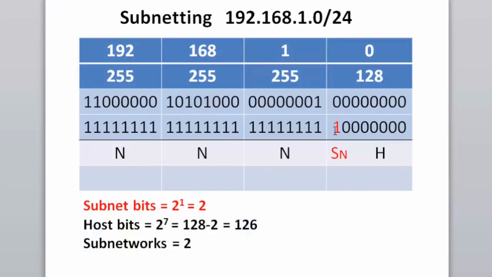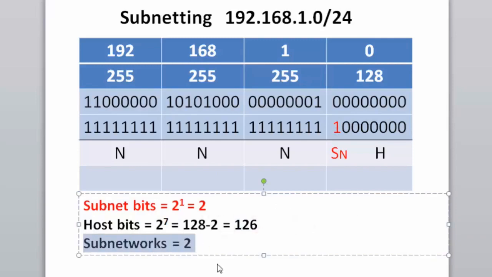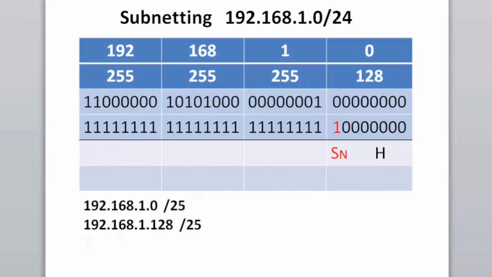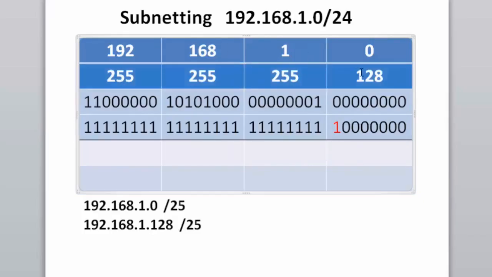So by borrowing 1 bit from the host portion of the address, we create 2 subnetworks, each subnetwork with 126 hosts. The subnetworks are the 192.168.1.0/25 subnetwork and the 192.168.1.128/25 subnetwork. We can prove that this is the case using logical ANDing to show how the router or a computer would take an IP address with this particular /25 subnet mask and derive the resulting network address.